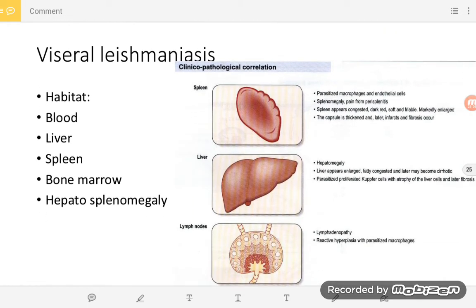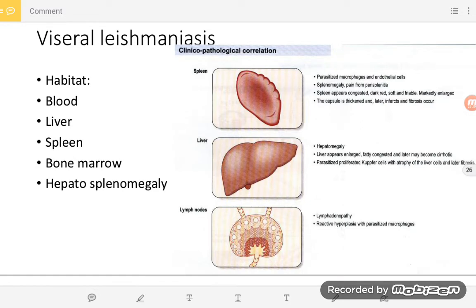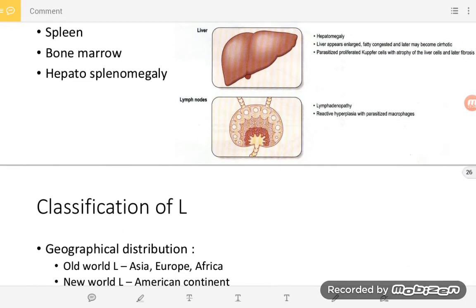Visceral leishmaniasis. The habitat, where it is present, we can see in blood, liver, spleen, and bone marrow. We can see an enlarged liver and spleen. So these are the areas where you can see visceral leishmaniasis. Visceral leishmaniasis is caused by Leishmania donovani.